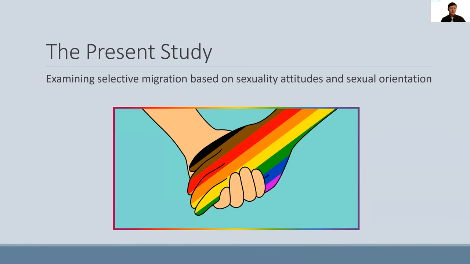So the present study is taking an empirical look at both how sexual orientation affects people's migration, as well as how their attitudes towards gay and straight people, which one they prefer, may also affect their migration. Based on the previous research in other areas, as well as the anecdotal evidence that I've discussed, we had a couple of ideas about where this research would go.